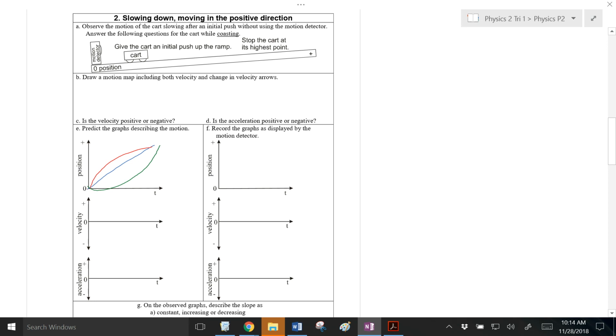Chat with your neighbor. What should be happening to the slope based on the motion of the car? Maybe start with that. How would you describe the motion of the car? Constant? Is it getting faster? Is it getting slower? What should that do to the slope on the position time graph? If the velocity is increasing, if the velocity is decreasing.